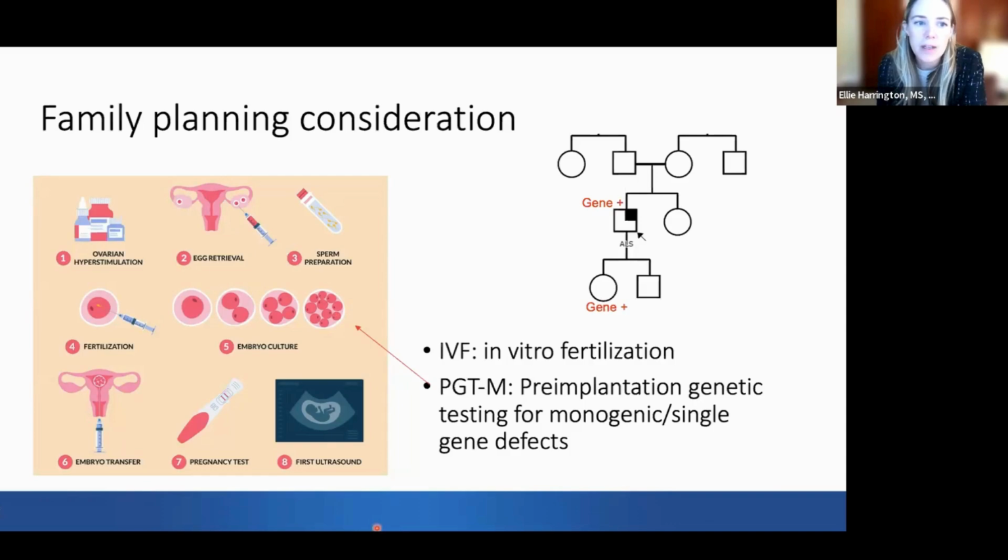So especially, this can be true for younger individuals with ALS who are currently family planning, or for children who are actively family planning and would want to make family planning decisions based on genetic information. So that's an option in terms of considerations here.